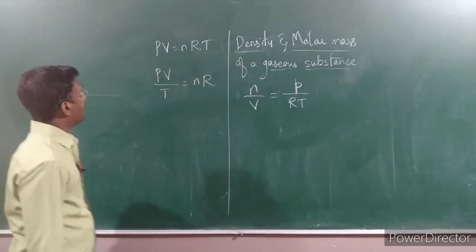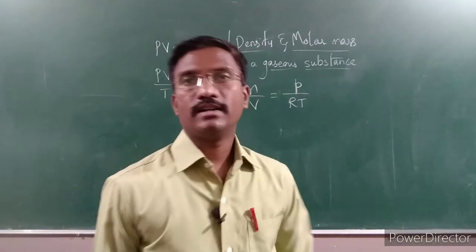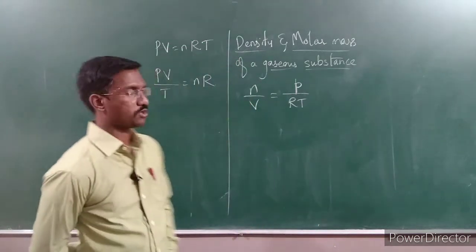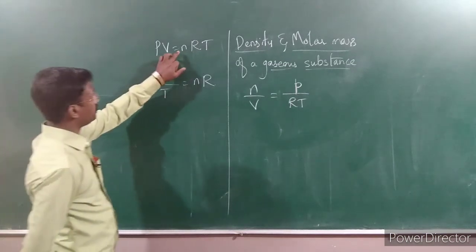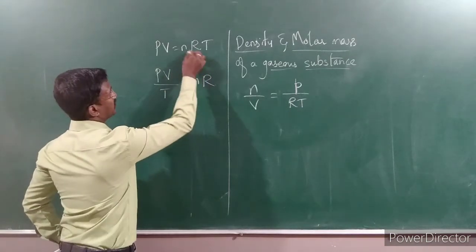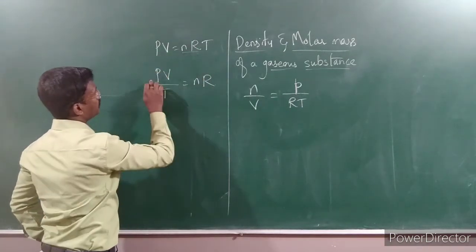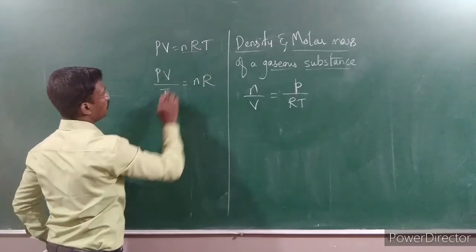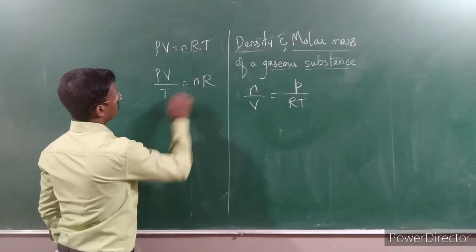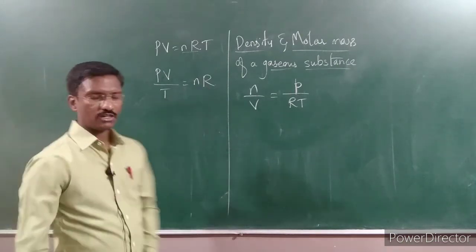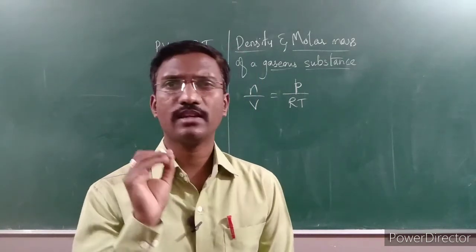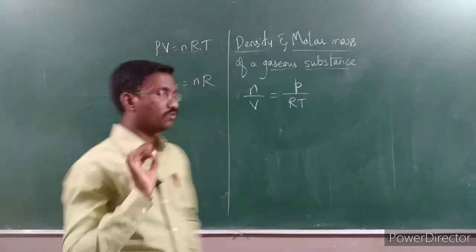In the last one we observed that PV is equal to nRT. That is the representation of the ideal gas expression. This can be rearranged based on nR. I am setting T to the left side, therefore PV divided by T is equal to nR. Here, n and R are constants: n is the number of moles of the gaseous compound, and R is the universal gas constant. It will remain the same.